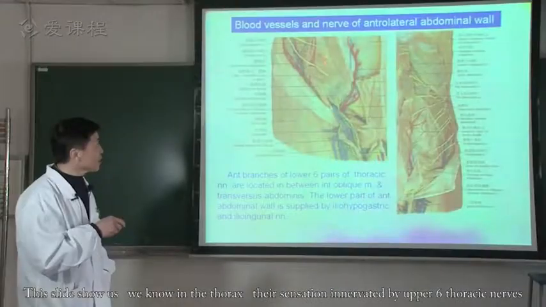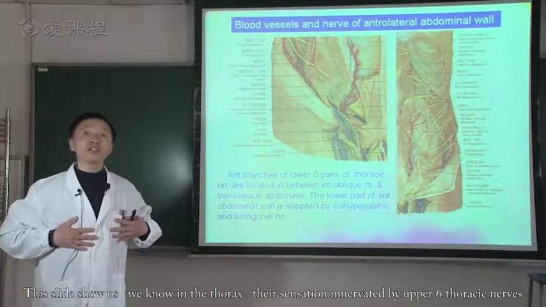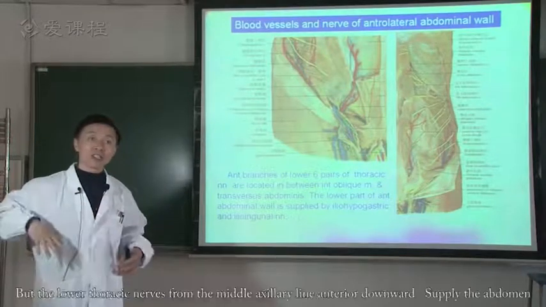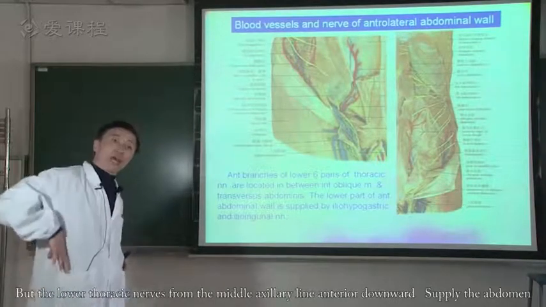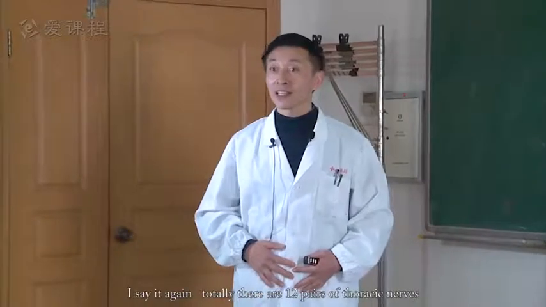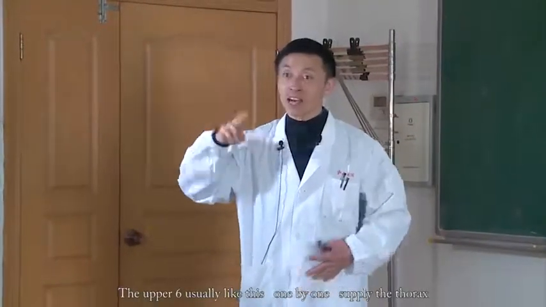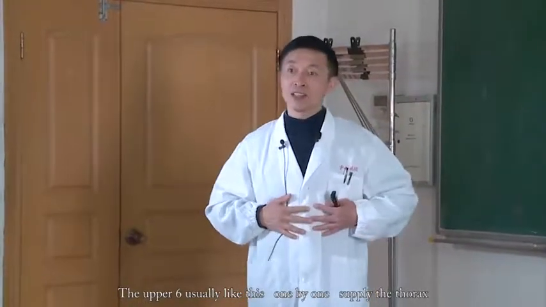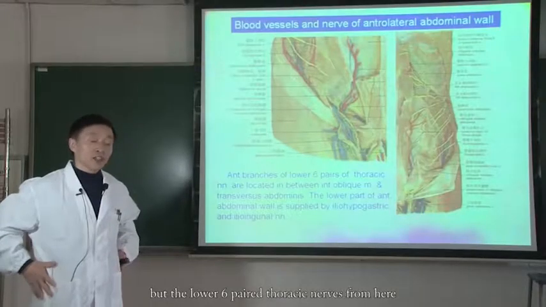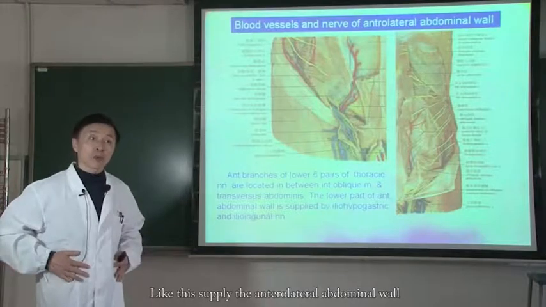This slide shows us, in the thorax, the sensation is innervated by the upper six thoracic nerves. But the lower thoracic nerves, from the middle axillary line anteriorly downward, supply the abdomen. I say it again. Totally, there are 12 paired thoracic nerves. The upper six, usually like this, one by one, supply the thorax. But the lower six paired thoracic nerves from here, like this, supply the anterolateral abdominal wall.